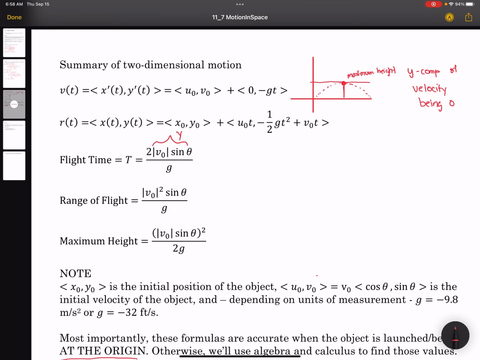The initial velocity is the speed vector times the angle of launch. So we'll say V0 is equal to the speed times cosine theta and sine theta. So our initial velocity is going to be that if we have to actually find it. So we'll see that in a moment.